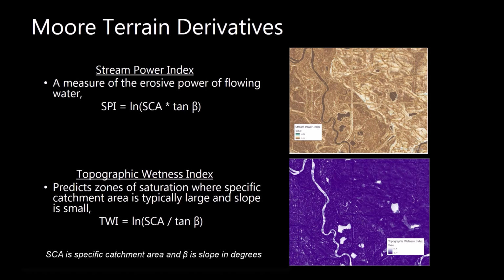The second attribute is topographic wetness index, which predicts zones of saturation, where the specific catchment area is typically large and slope is small. This makes sense according to the equation, which is the natural log of specific catchment area divided by the tangent of beta. Again, beta is slope.